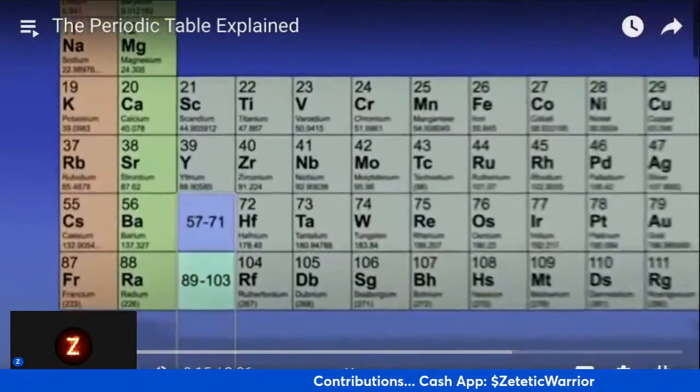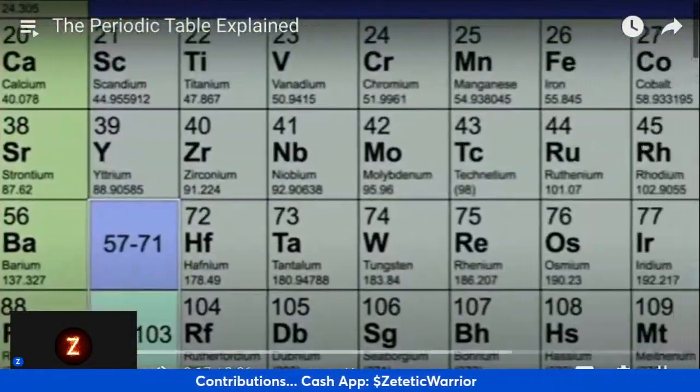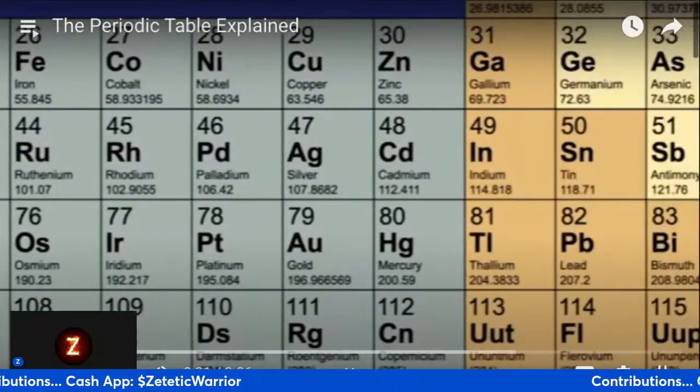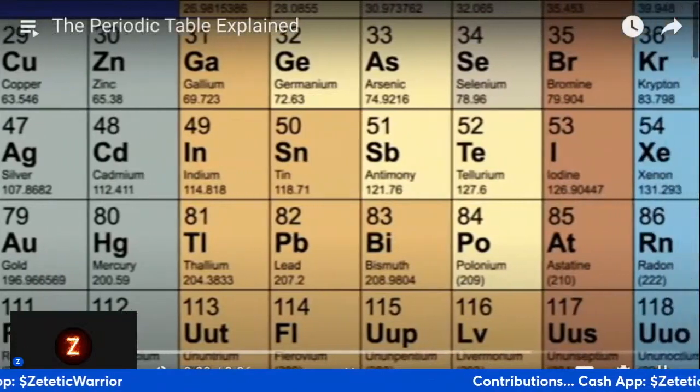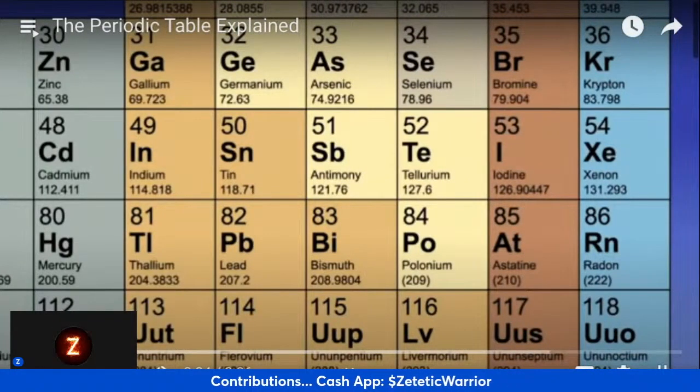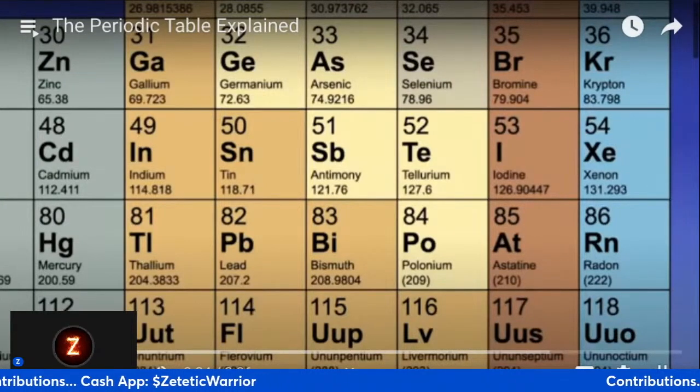First, the letters are symbols. Each box represents an element. Each element is made up of the same kind of atom with a specific number of protons in its nucleus. Okay, so they just posited a few things. They said each element is made up of a number of protons in its nucleus.